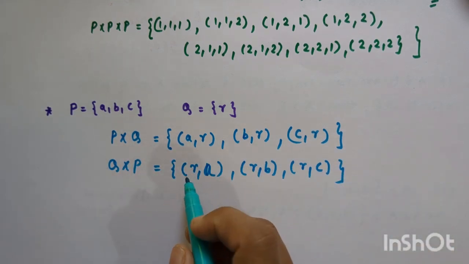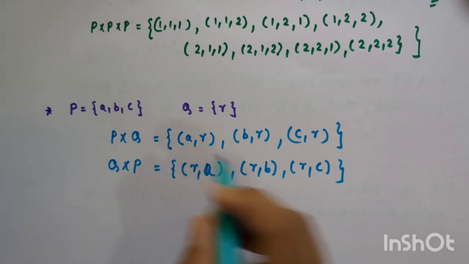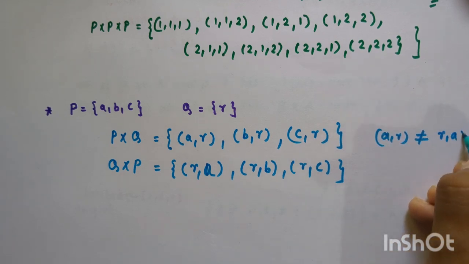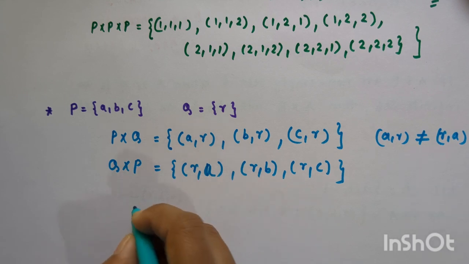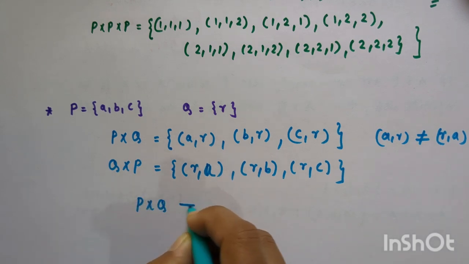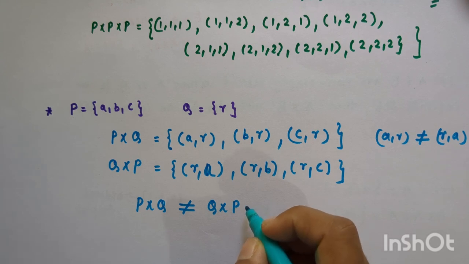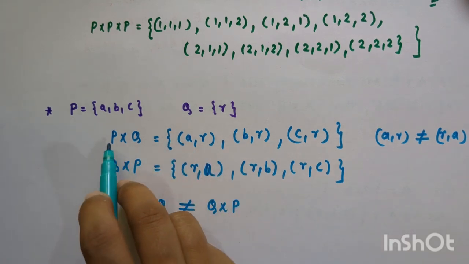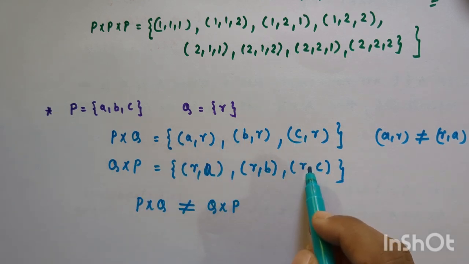So it is very clear, from the definition of equality of ordered pairs, that the pair (a, r) is not the same as the pair (r, a). So here it is very clear that the Cartesian product P cross Q is not the same as Q cross P. However, the number of elements in each set will be the same, because the number of elements in P cross Q is 3, and the number of elements in Q cross P is also 3.